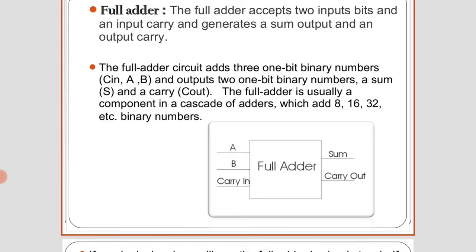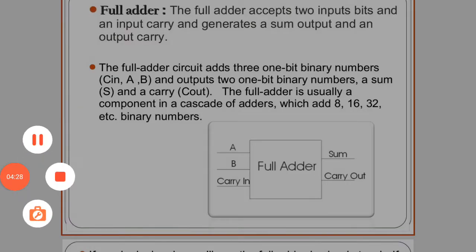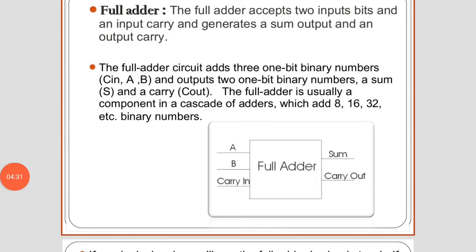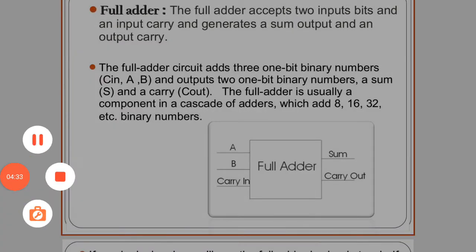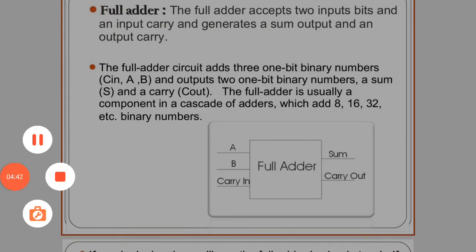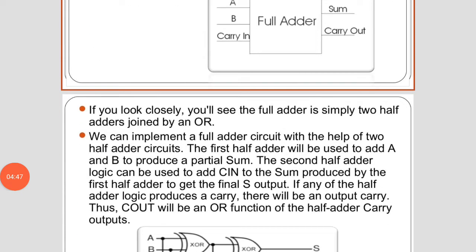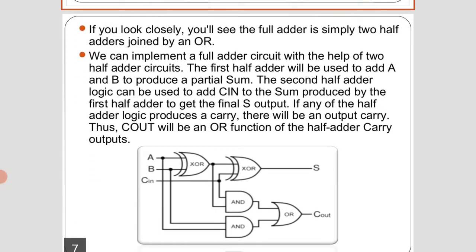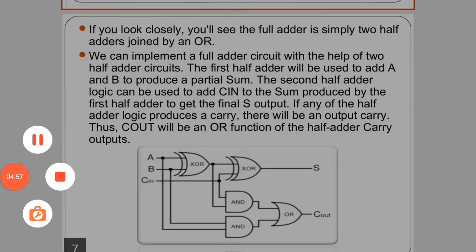Full adder has two outputs, sum and carry out. The full adder is usually a component in a cascade of adders which add 8, 16, 32, etc. bit binary numbers. Full adder has two inputs A and B and the third is carry in. If you look closely, you will see the full adder is simply two half adders joined by an OR. We can implement a full adder circuit with the help of two half adder circuits.